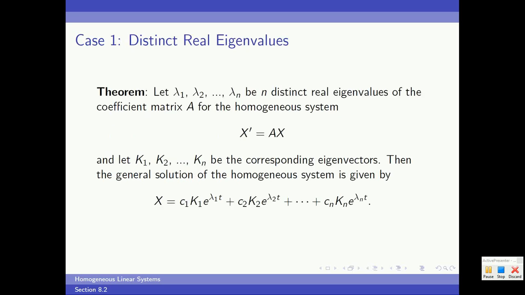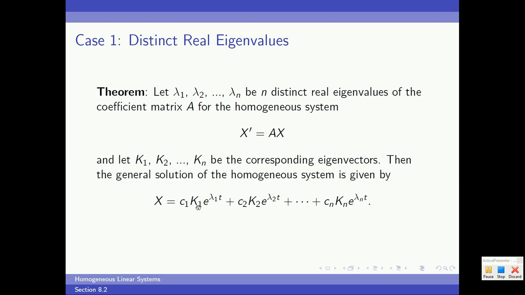We start off with case 1, in which we have distinct real eigenvalues. This is our easiest case. If you have distinct real eigenvalues, then each one of these eigenvalues has an associated eigenvector.